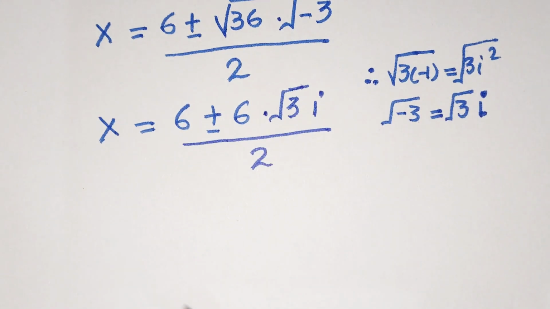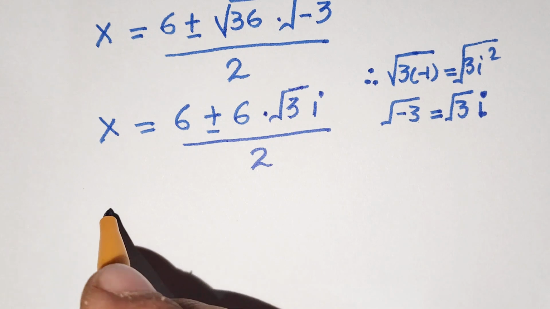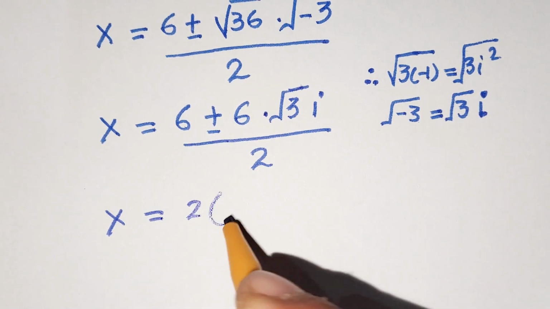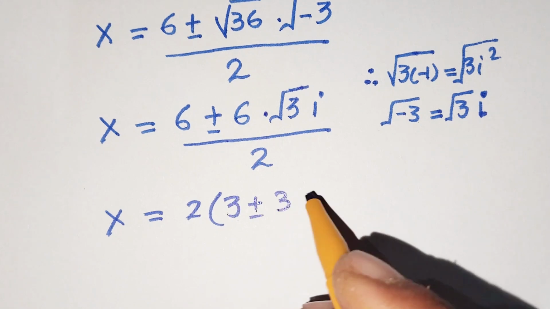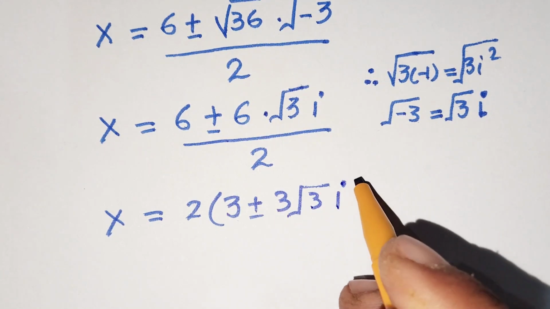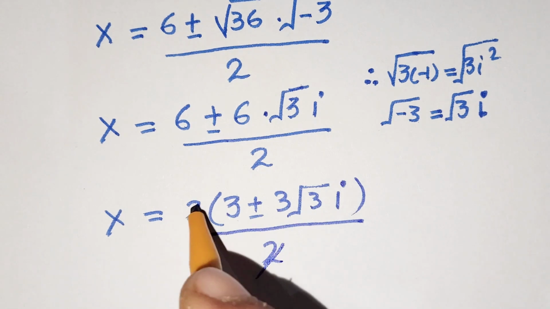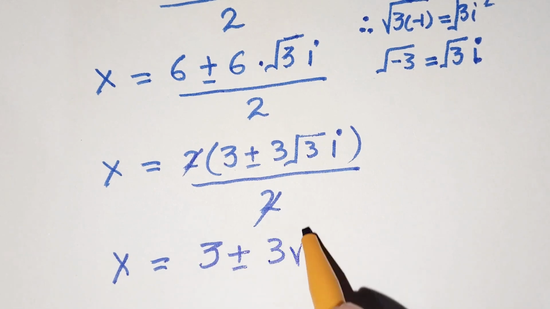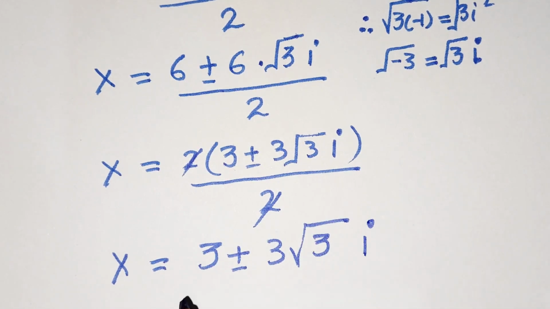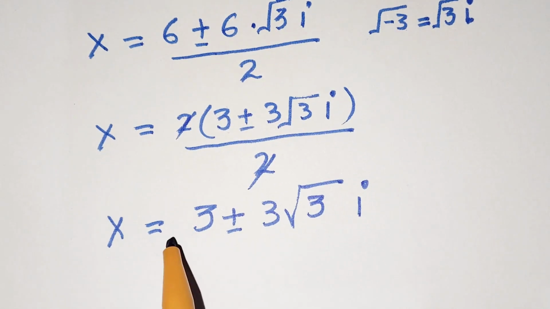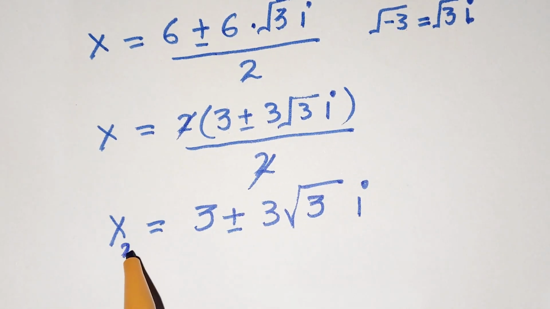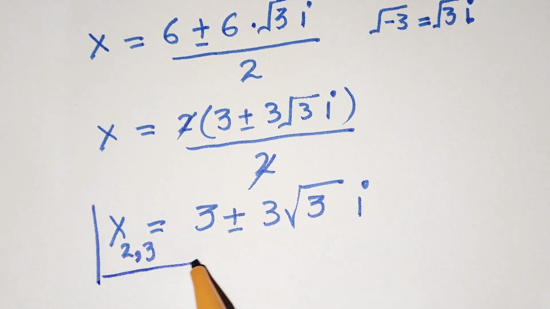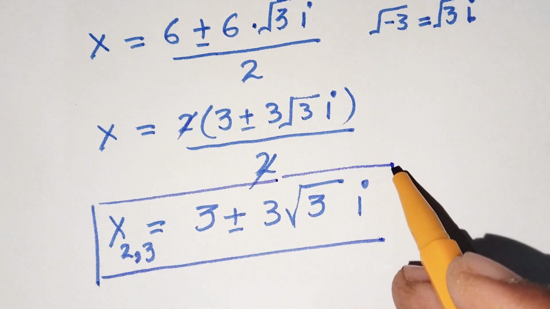Now we are just going to take 2 common from this one. So x is equal to 2 times 3 plus minus square root of 3i divided by 2. So cancelling 2 with 2, we get x is equal to 3 plus minus square root of 3i. So these are our values of x. There are two values, so we can write them as x2 comma x3. These are the two values of x, which are actually complex solutions.